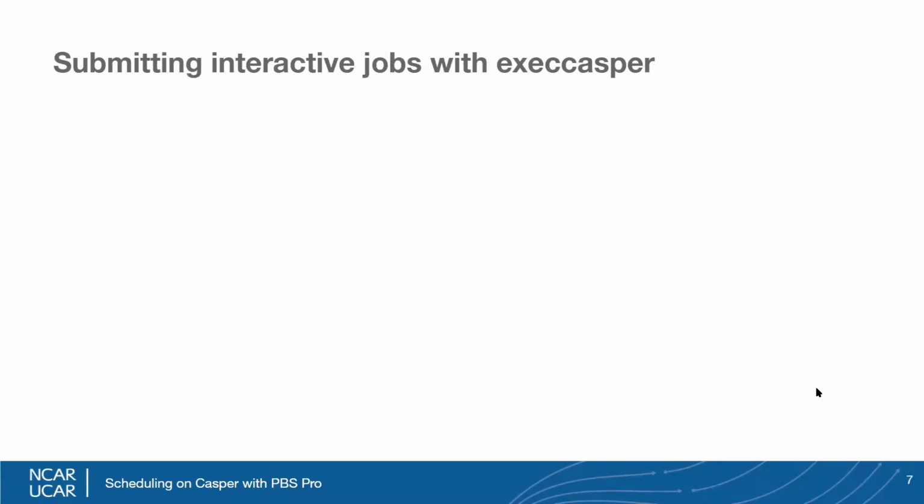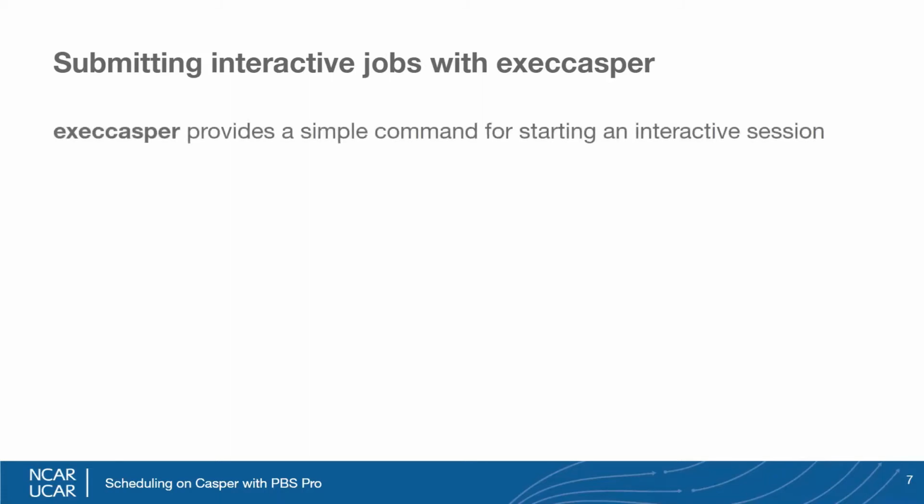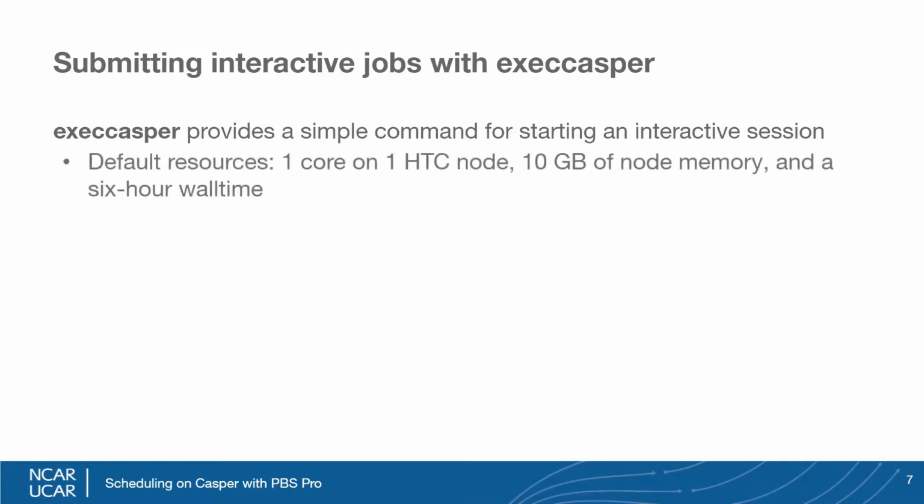Okay, so that's a bit about batch jobs. Submitting interactive jobs, you can do that with qsub. There's a qsub -I form, but we provide this execcasper script, which will hopefully simplify things a little bit and shorten the syntax. It provides a simple command for starting an interactive session. It's basically the PBS version of our execdav script to get an interactive session in Slurm, and it'll give you similar default resources. If you don't give any arguments, it'll give you 1 core on 1 HTC node, 10 gigabytes of node memory, and a 6-hour wall time.